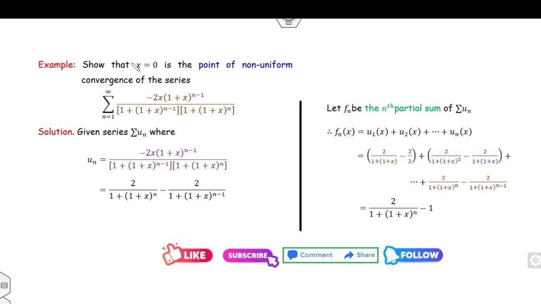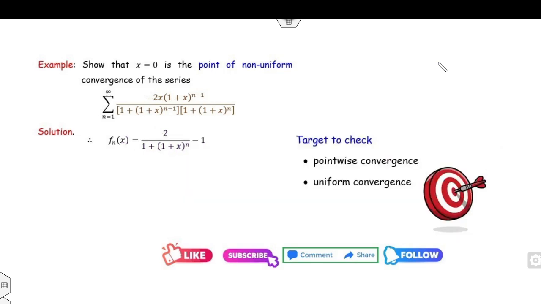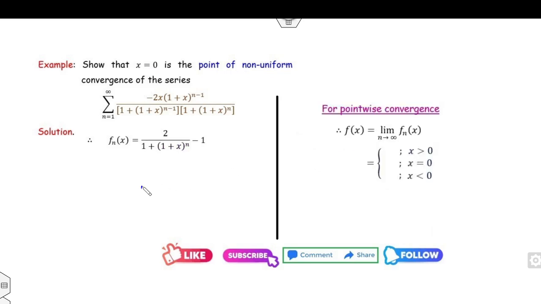Now, what is your target? Show that 0 is the point of non-uniform convergence. That means whenever x approaches 0, your target is to prove n approaches infinity. This is your target. Fine. So again, very simple. Firstly, I will check the pointwise convergence, because as I told you, if it is not pointwise convergent, this implies it is not uniformly convergent.